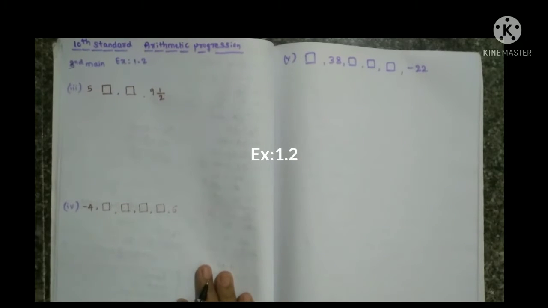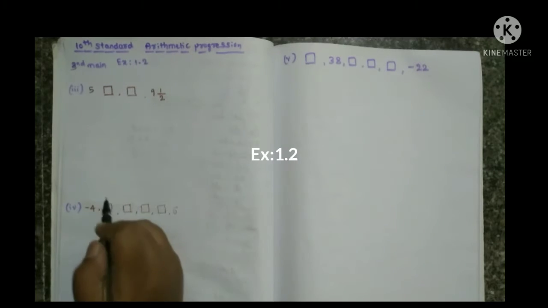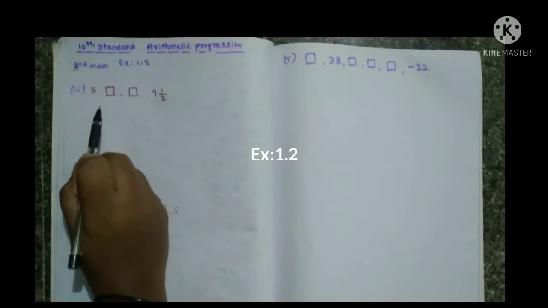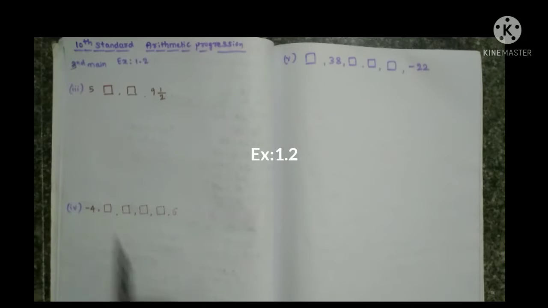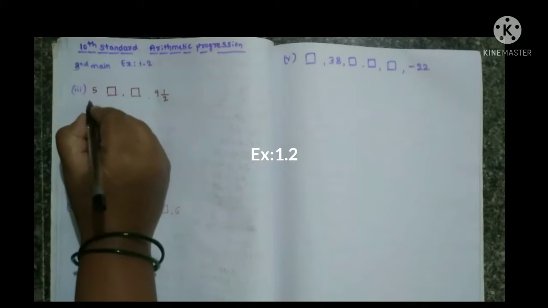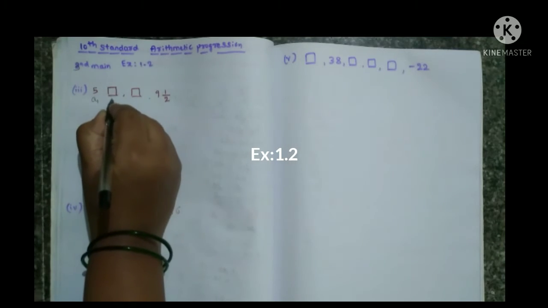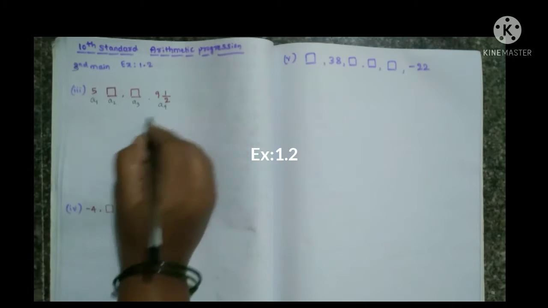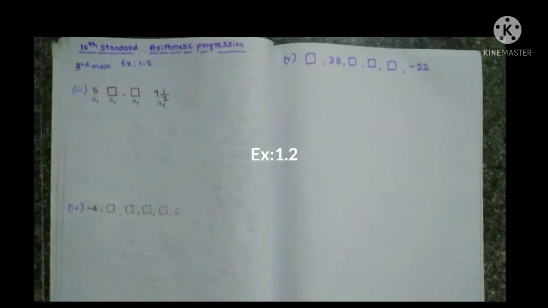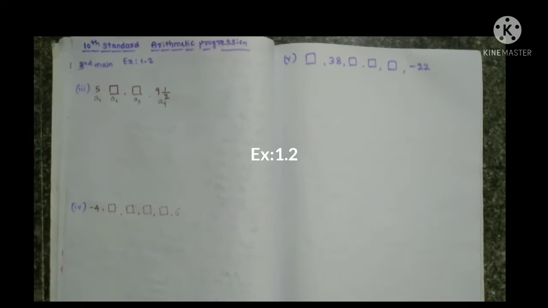Now we'll start the third sum. Exercise 1.2. What they have given is a missing box. I already told you in the last video, here we have to find the missing numbers in the AP. Here also the first term they have given, this is A1, A2, A3, this is A4. Here A2 and A3 are missing, A1 and A4 they have only given. You have to find A2 and A3 here.